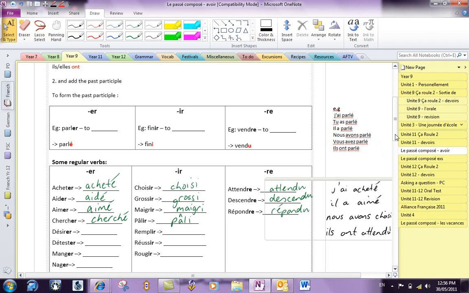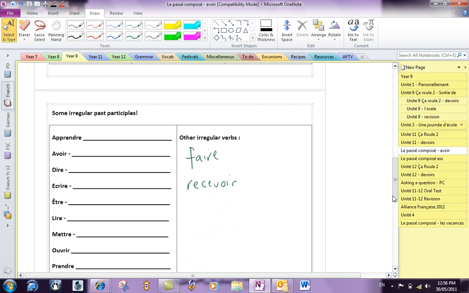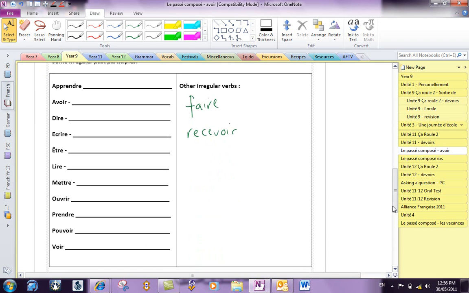So these are regular verbs. And on the sheet that you all have, we have some irregular ones, don't we? Which we had to learn. Can you remember what they are? Apprendre. Now let me think. Prendre is like pris. So would it be appris? It is. Appris, because prendre is an irregular verb.